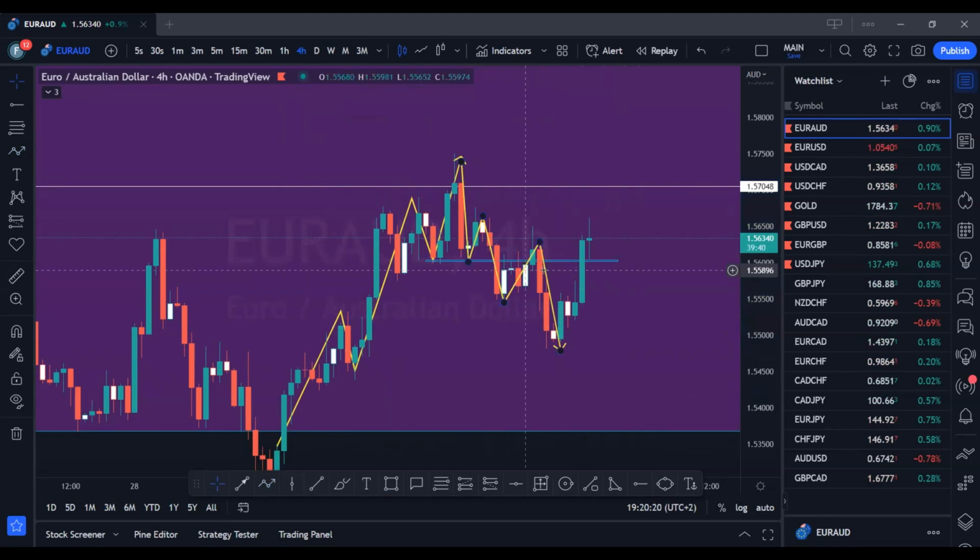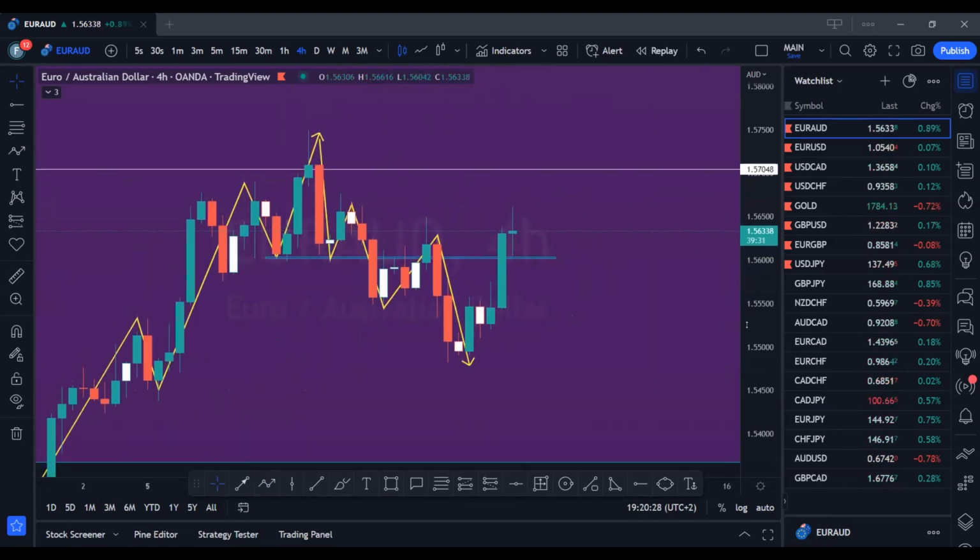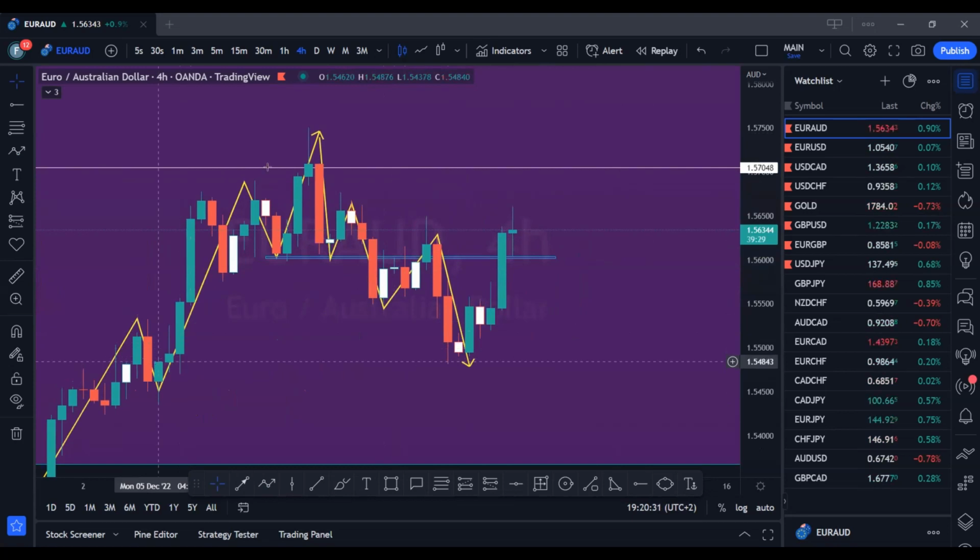Okay. So what do we have here? We can see price trending downwards already on H4. So that's an order flow shift from bullish to bearish on H4. And then currently we have price retracing back to a supply zone.